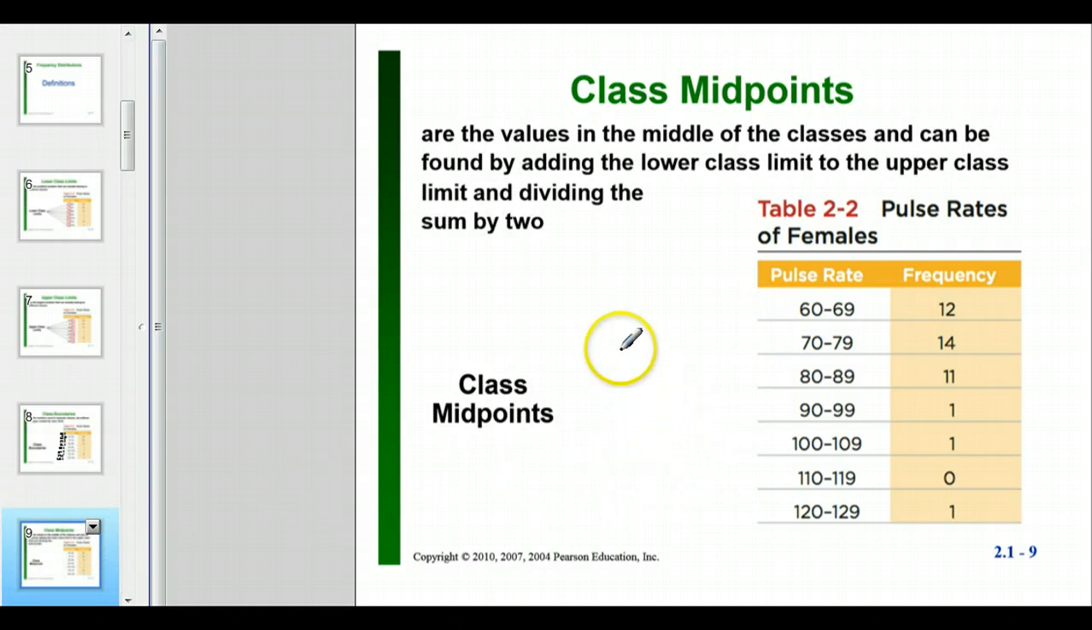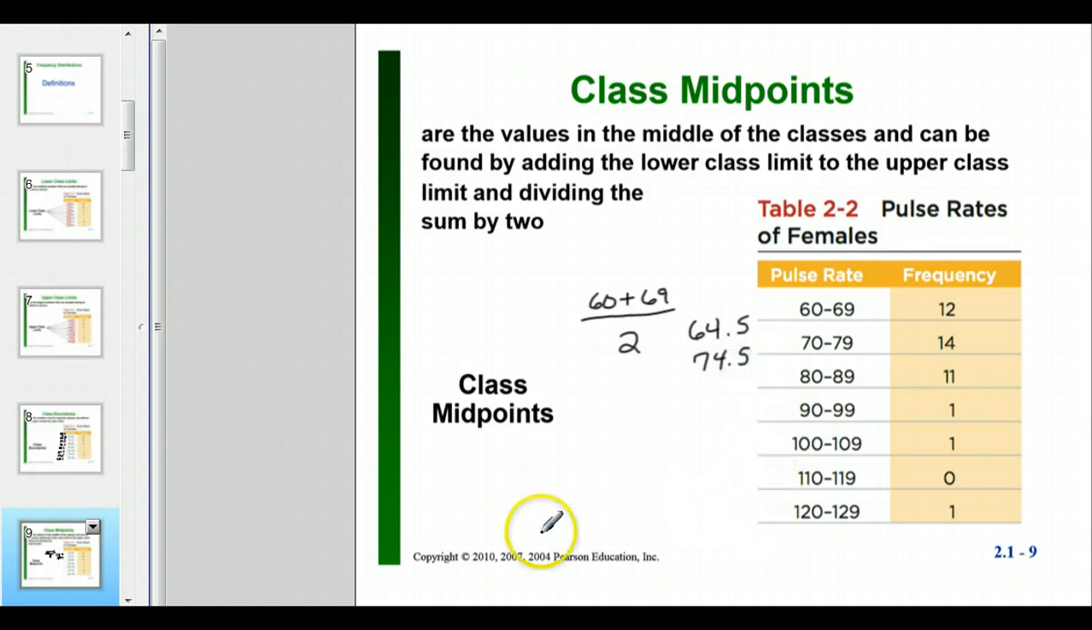Alright, class midpoints are exactly what they sound like. So if I took a 60 and a 69 and I divided that by 2, I'd get 64.5. Alright, that's the class midpoint for this class. 64.5. And then same thing, if I add 70 and 79 and divide that by 2, I'd get 74.5.